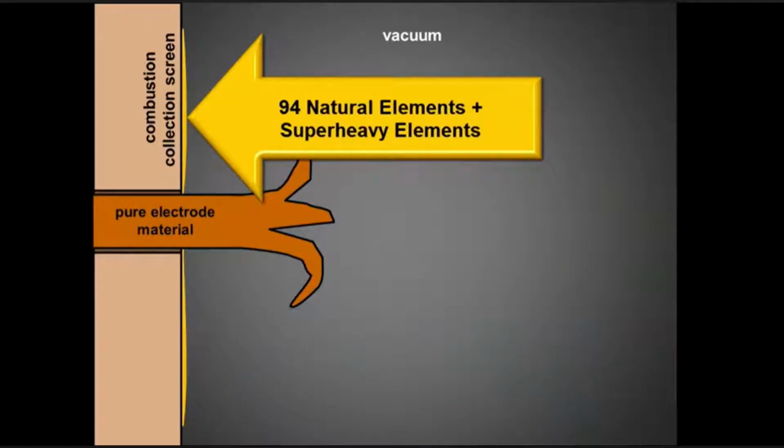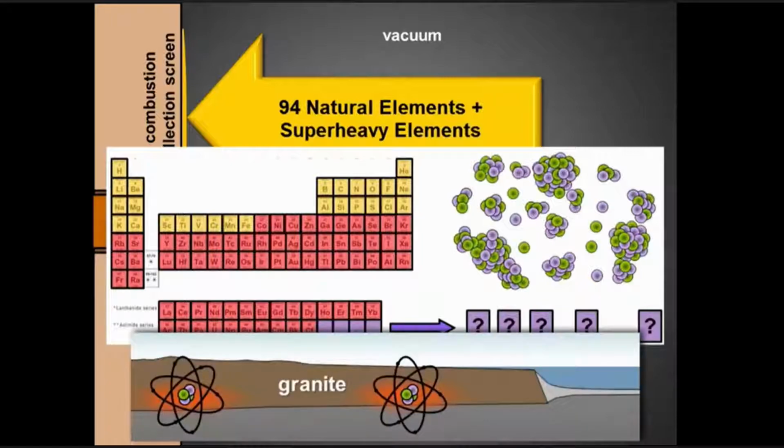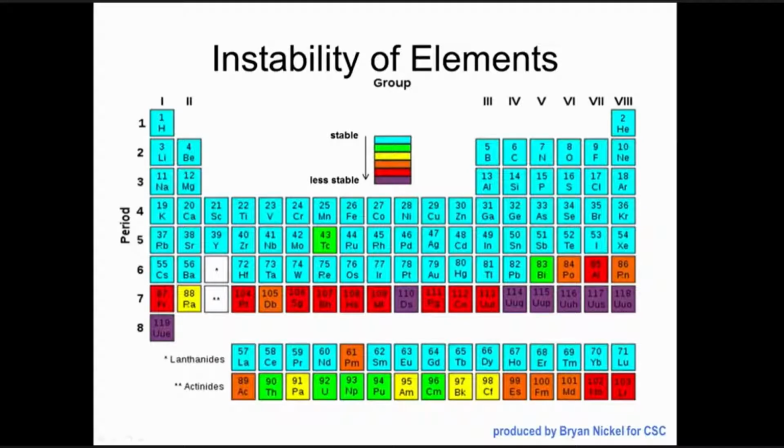Why does this happen? Why do these super heavy elements decay and fragment into the 94 naturally occurring, relatively stable elements, including heavy, slightly unstable radioactive elements that are concentrated in Earth's primarily granite continents? To understand, we need to see what drives instability. Here we see the periodic table with elements color-coded according to their instability. As has been discussed, the larger the nucleus, the greater its potential instability.